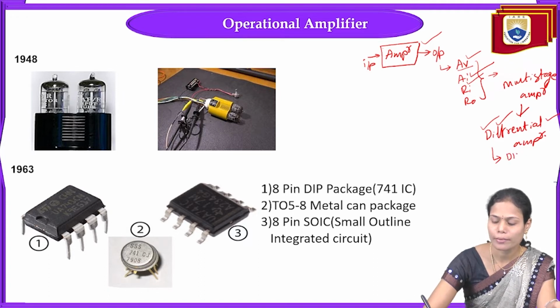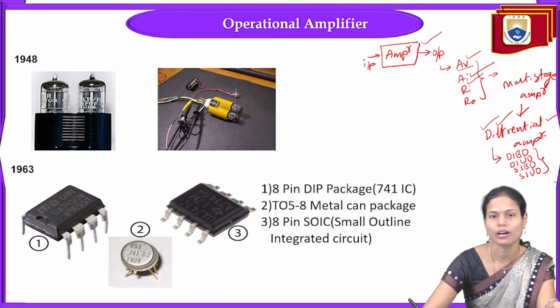That is dual input balanced output differential amplifier and dual input unbalanced output differential amplifier, single input balanced output differential amplifier and single input unbalanced output differential amplifier. So in all the 4 types of differential amplifiers, depending upon how many inputs we are taking, either 1 or 2, we can call it dual input or single input.